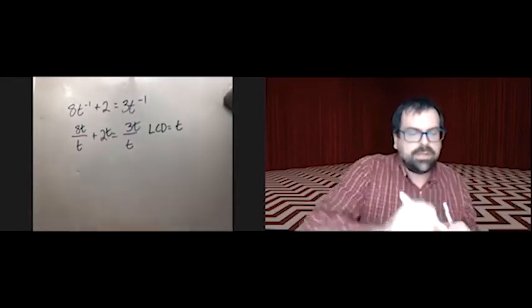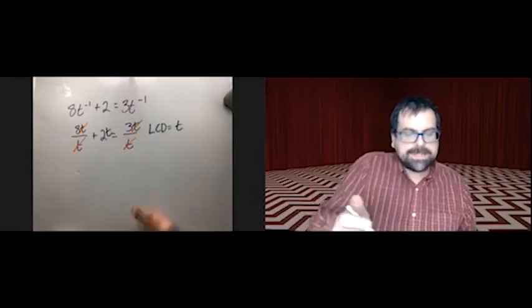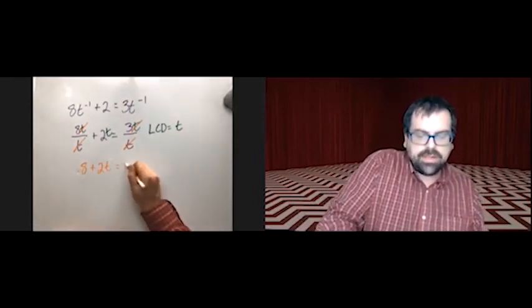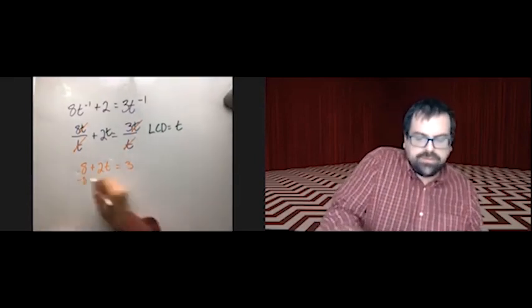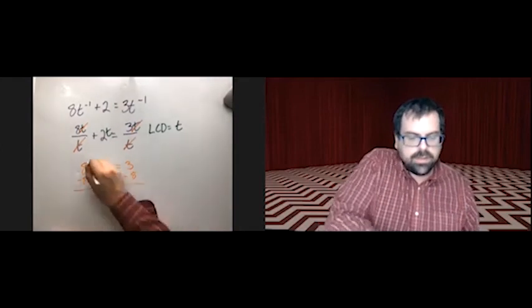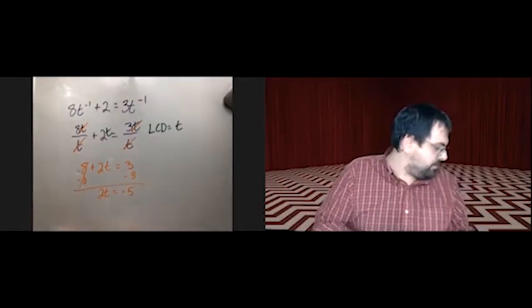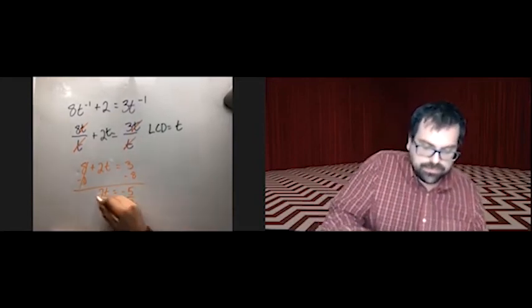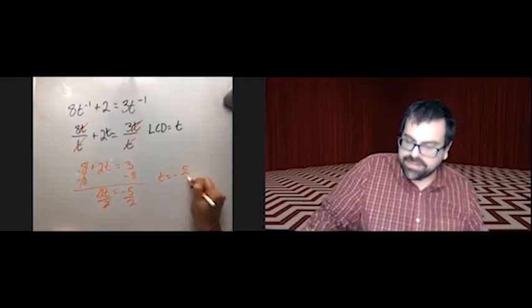Things cancel. The t's in both of those spaces. We're left with 8 plus 2t equals 3. Subtract 8 from both sides. 2t equals negative 5. Divide both sides by 2. T equals negative 5 halves.